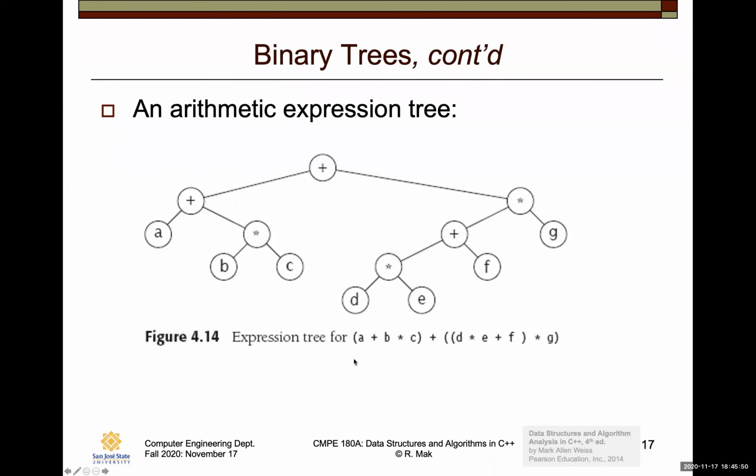So here we have A plus B times C. You know that multiplication has higher priority than addition, so B times C have to go together, and you can see here B times C, and A is added to that. So here's A plus the B times C. And then down here we have D times E, plus F, and all that is multiplied by G, so this whole subtree here is multiplied by G. And then the whole thing is added together.